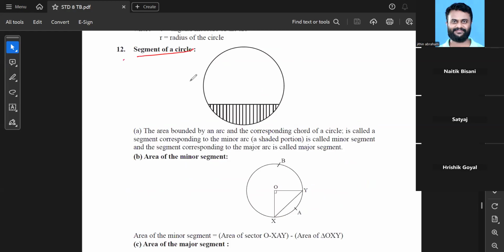What is a segment of a circle? The area bound by an arc and the corresponding chord of the circle. For example, this is the arc and this is the chord. जो भी इसके बीच में आया हुआ area है, that area is called a segment.